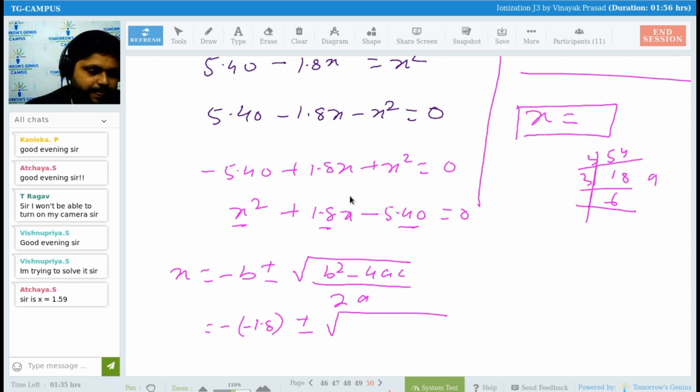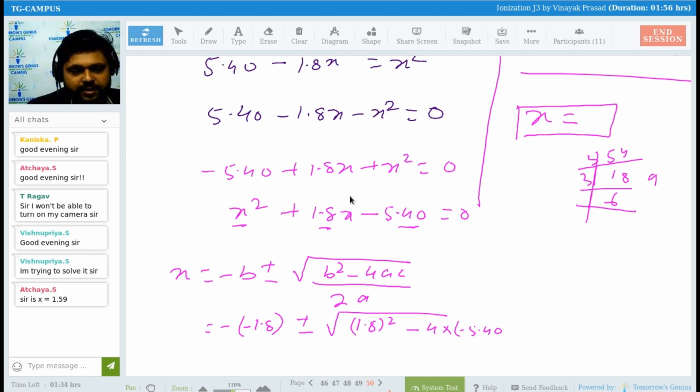What should I do here? Sir, it is plus 1.8. So 1.8 square minus 4 into 4 into 5 minus, yes, minus 5.40, 5.4. Yes, into C. What is the value for C?